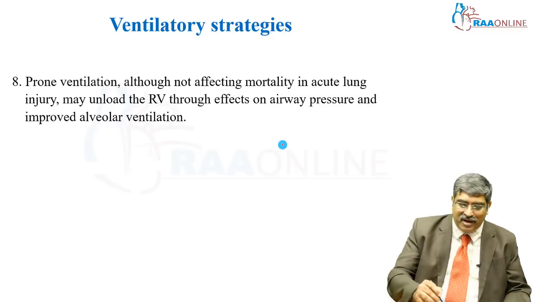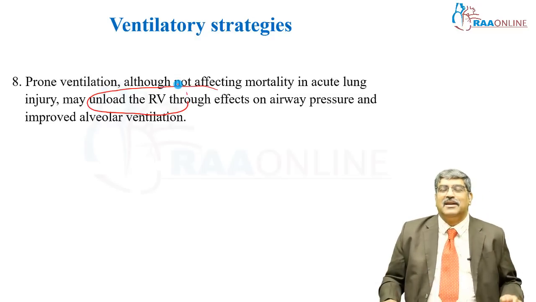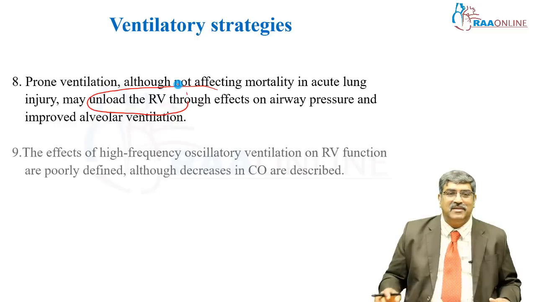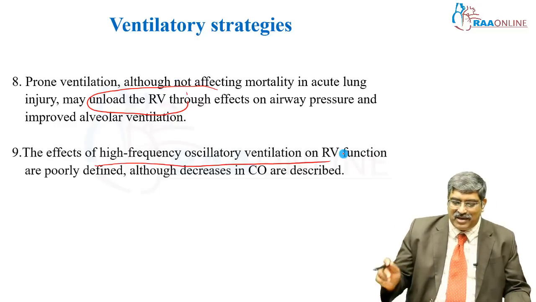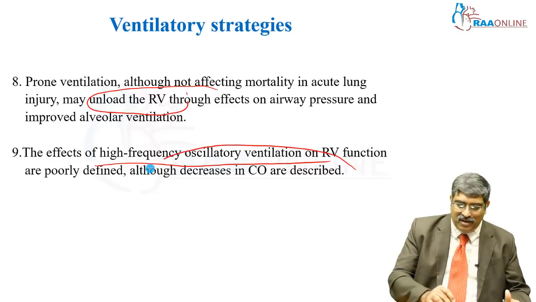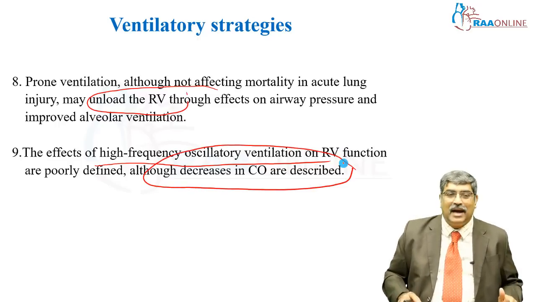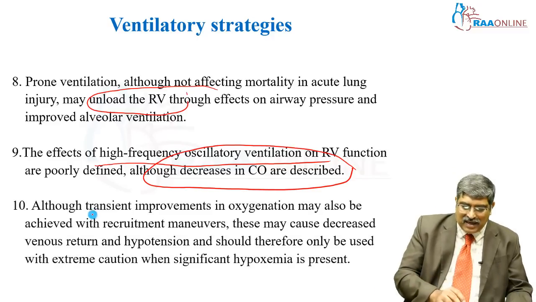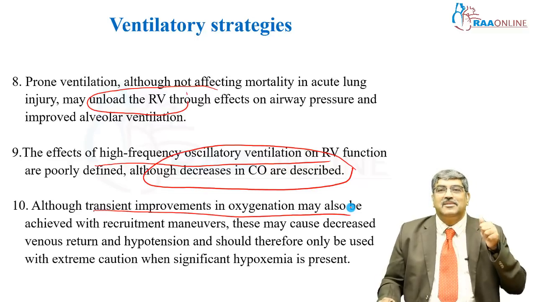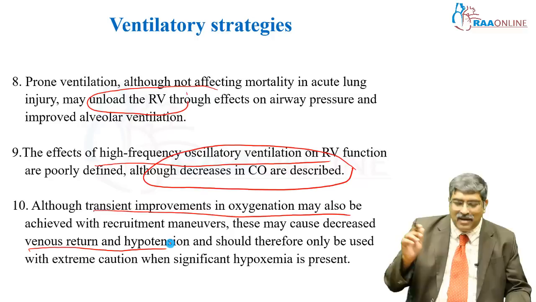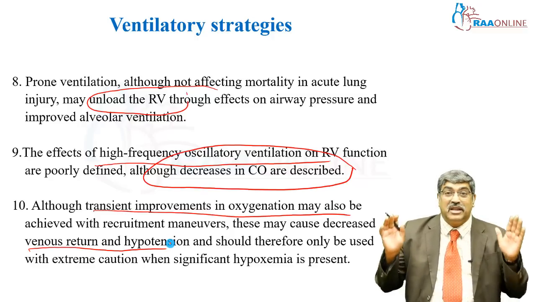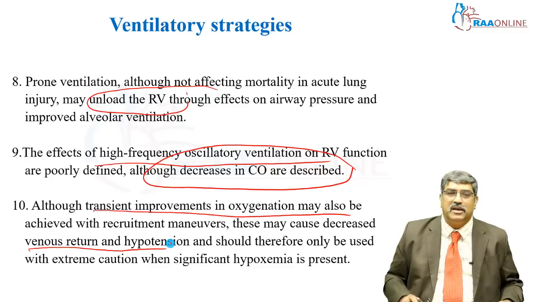Prone position definitely unloads the right ventricle. It can limit the airway pressure as well as improve your alveolar ventilation. The effect of high frequency ventilation on RV function is poorly defined, but a definite decrease in cardiac output can happen. Although transient improvement in oxygenation may be achieved with recruitment maneuver, this may decrease your venous return and cause hypotension. Therefore, it should be avoided or used with extreme caution when hypoxemia is present.